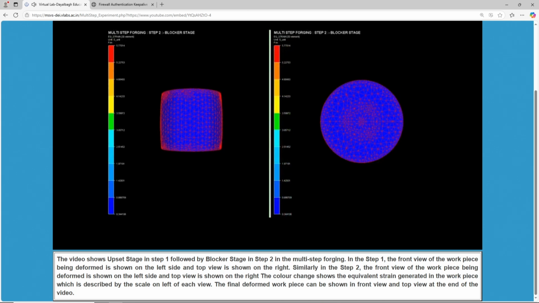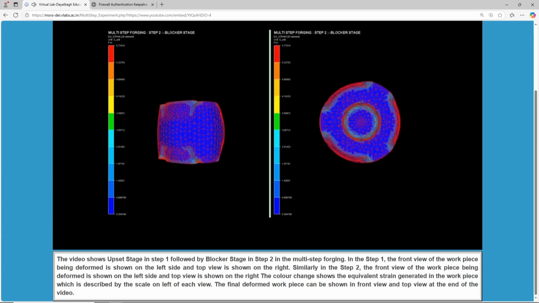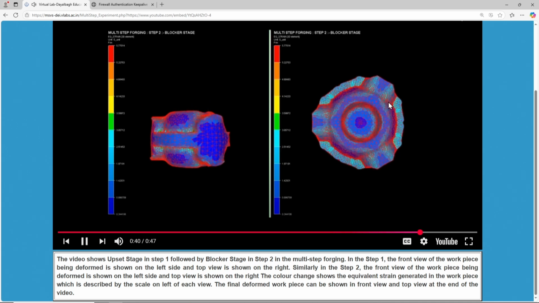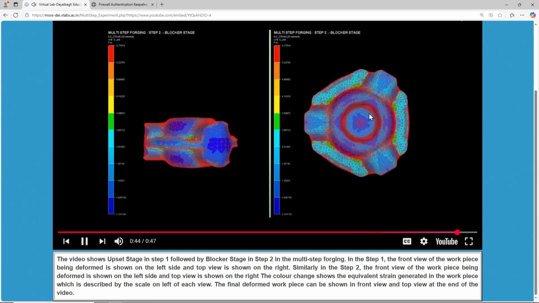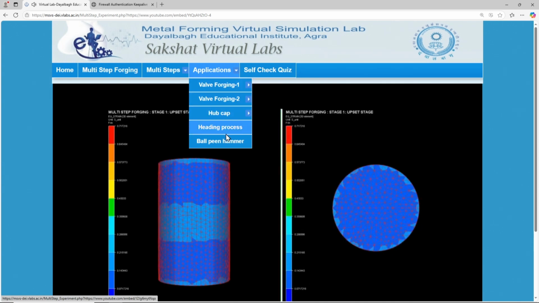Now step 2, the blocker is trying to bring it to a shape. So you can see around the edges the forces are maximum where the contact with the blocker die is there, and in the middle also some changes are happening, and from the edges the forces are transferring inside. These are not forces, it's actually strain how it is going. From the edges it comes inside, and from here itself, as you can see a circle, the strain is extending out. So this was multi-step forming.